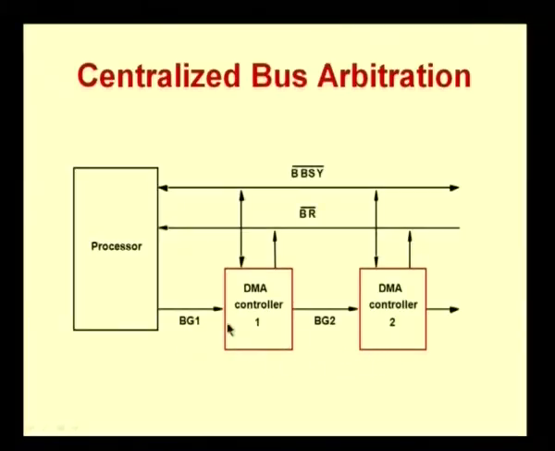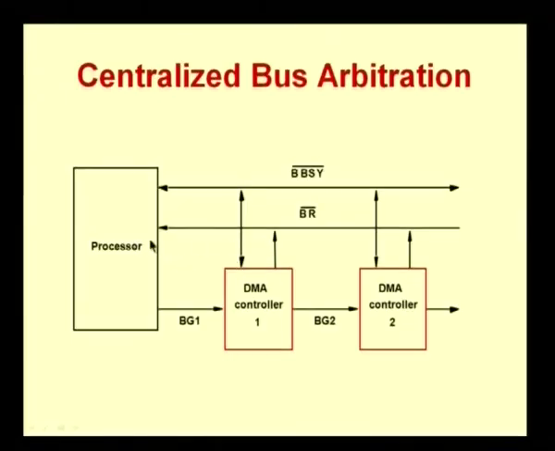or you may also have separate bus grant signals given to each of the devices, and you may have separate bus request signals coming from each of the devices. Both these mechanisms can be used when we are looking at a centralized bus arbitration scheme. But let us look at just a single bus request signal and look at how this scheme will work.